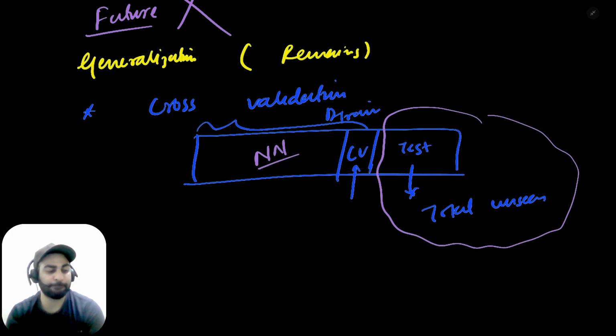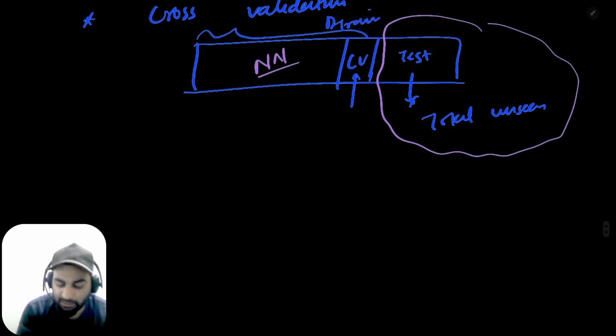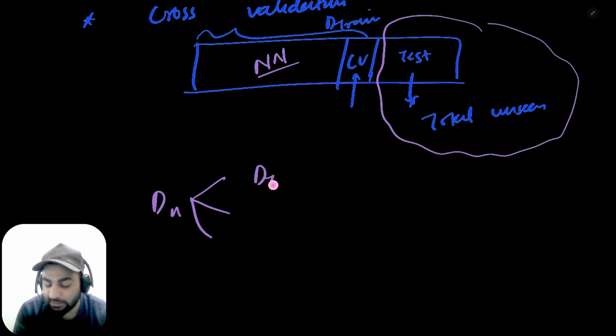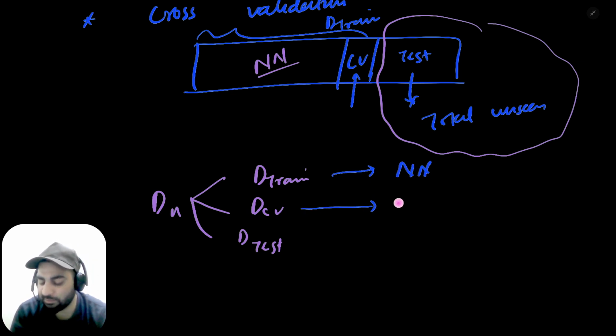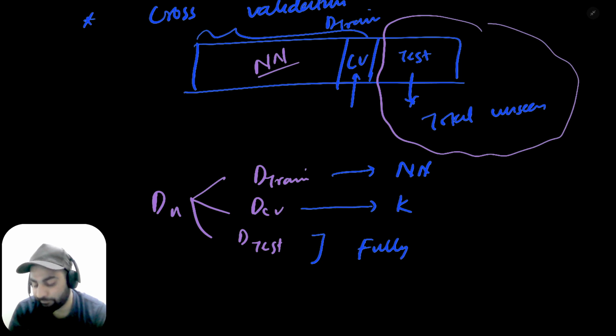Is it clear? Now how to do that, there are concepts like cross validation and things like that. So simply telling you that now this data will be split into three things. D train will be there, D cross validation will be there, and D test will be there. With the help of D train we'll compute the nearest neighbors, and from the CV we'll compute the k, and this D test is totally, fully unseen. This fully unseen data will then be used for the evaluation.